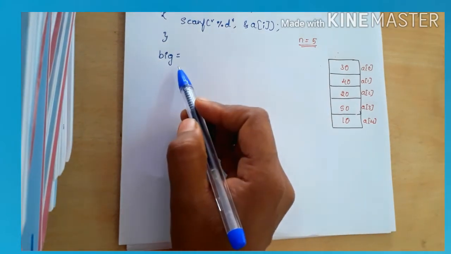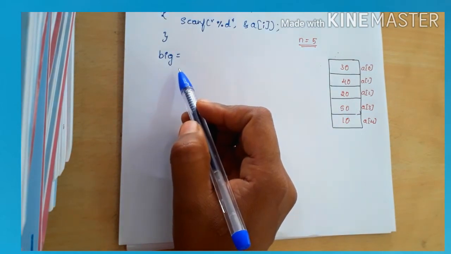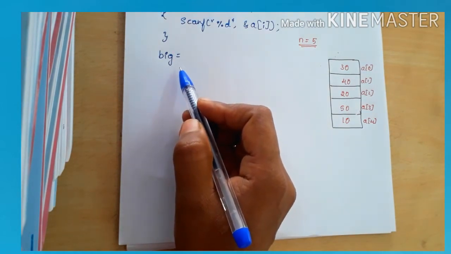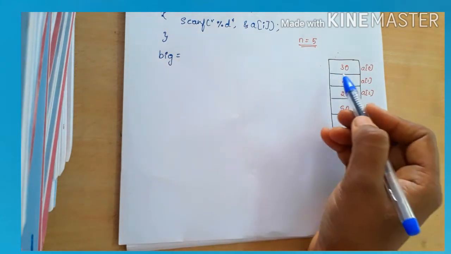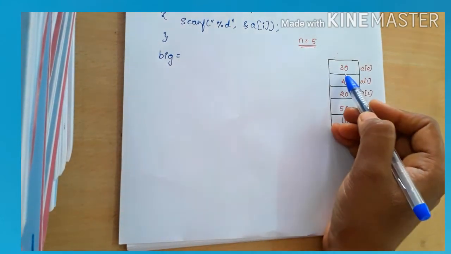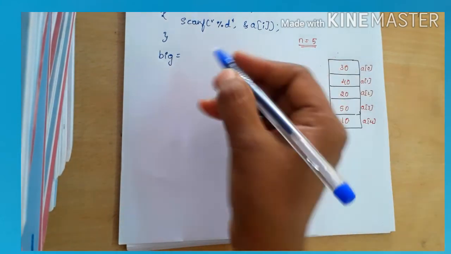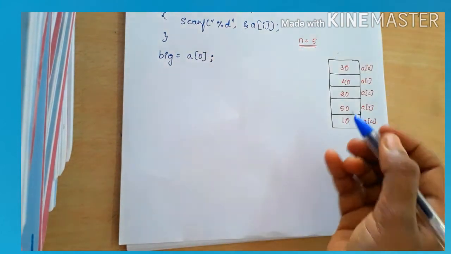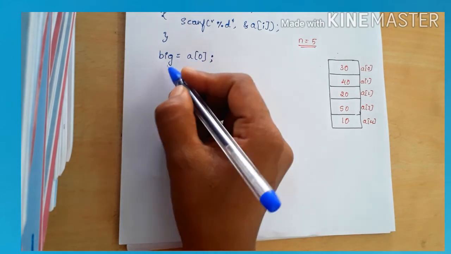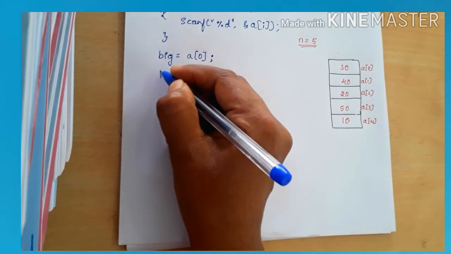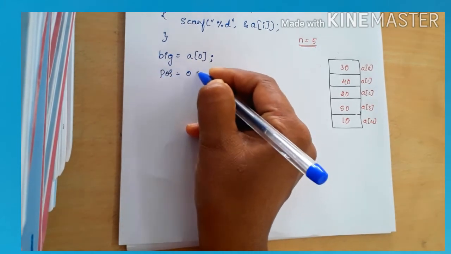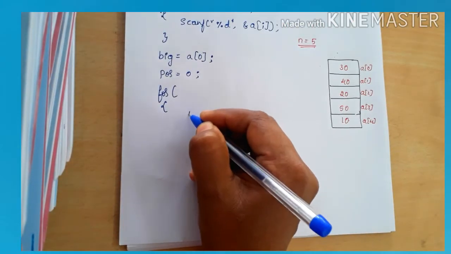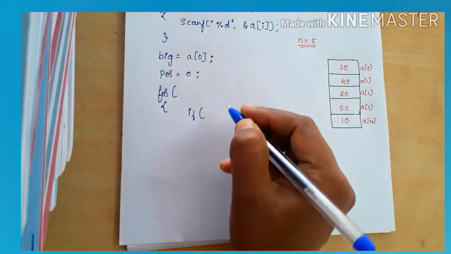So first, assume the first element of the array is the largest element. How to assume it? Just by copying the first element of the array to big. What is the first element? First element of the array is A of 0. Here we have assumed the first element is the largest element. So what is its position? Position is 0. Next, we need to compare the next element.